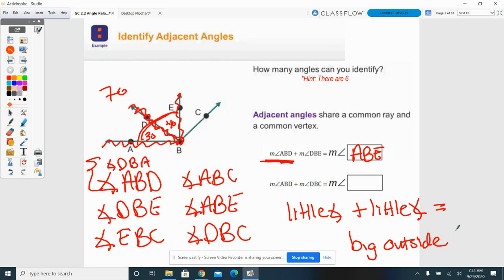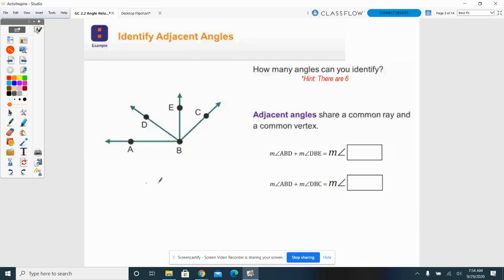And we're going to try that again. So on this one, it says ABD. If I add that to DBC, what am I going to get? Well, what's the big outside angle? That would be this one, ABC. So inside plus inside is that big outside angle.